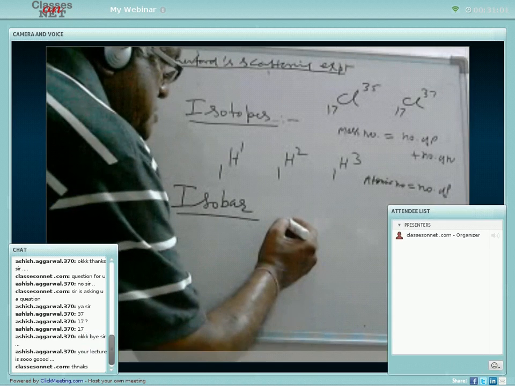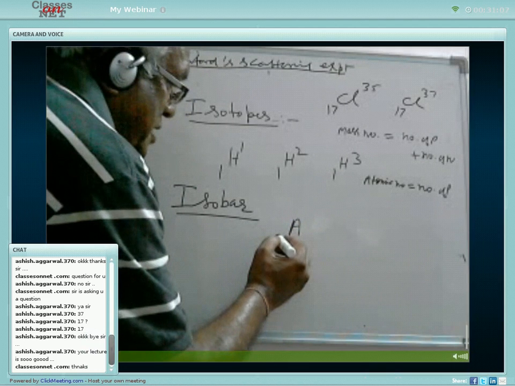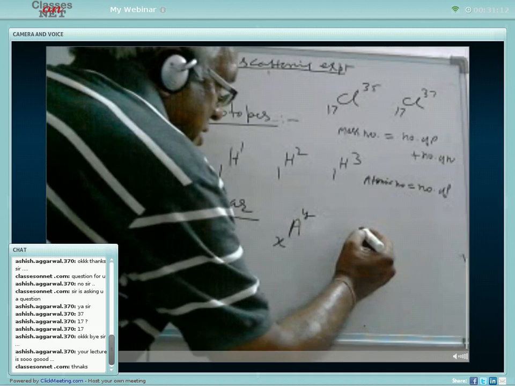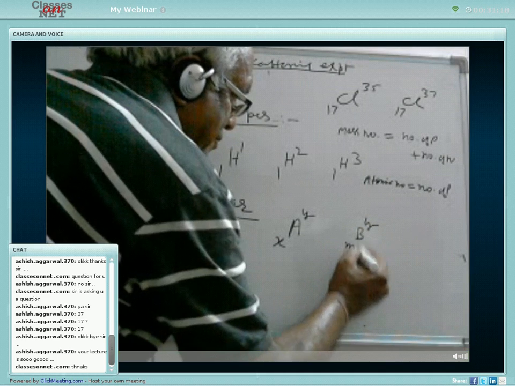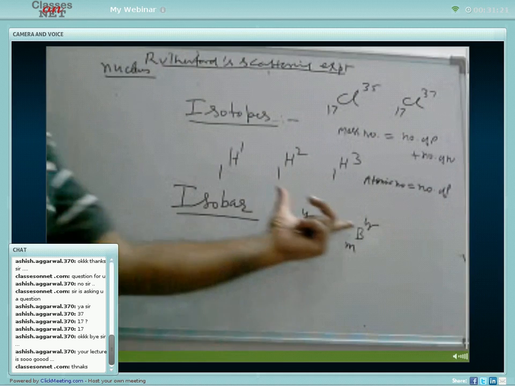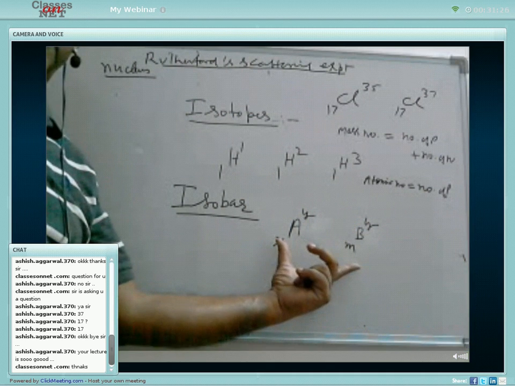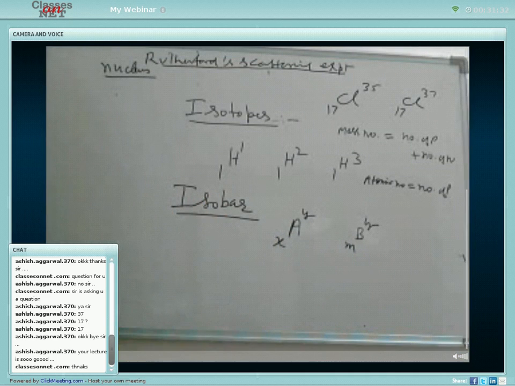If I say the atom A with X and Y, and this is B, with Y and M, as you see, their mass numbers are the same, but the atomic numbers are different. So they are called isobars. Isobars are those atoms which have the same mass number but different atomic number.